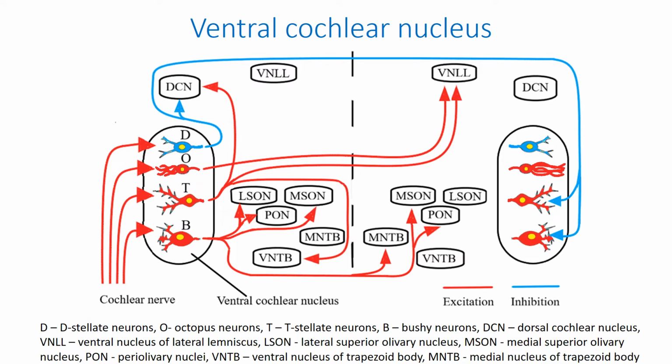T-stellate neurons are glutamatergic, and D-stellate neurons are glycinergic inhibitory neurons that have long, sparsely branched dendrites and long axons. Octopus neurons are glutamatergic. They have long, thick, and tentacle-shaped dendrites that emanate from one side of the cell body and long axons. All these neurons send their axons to various ipsilateral and contralateral nuclei, which are depicted in this slide.